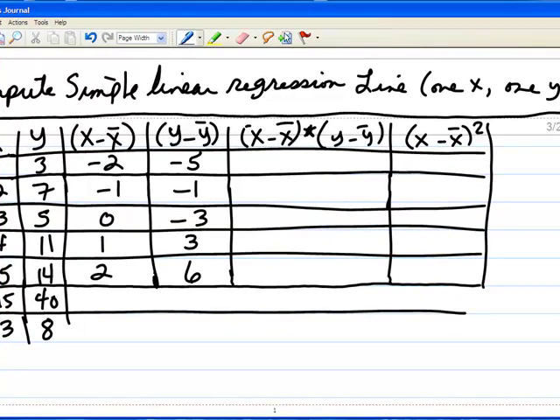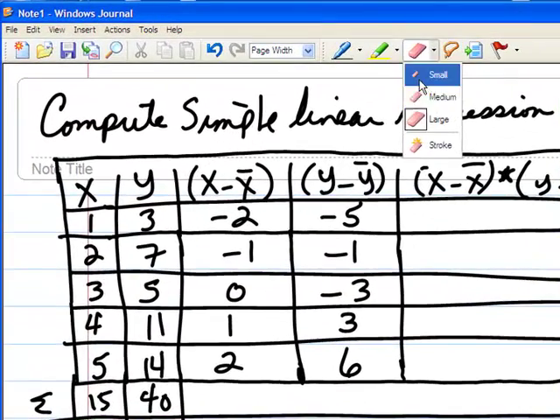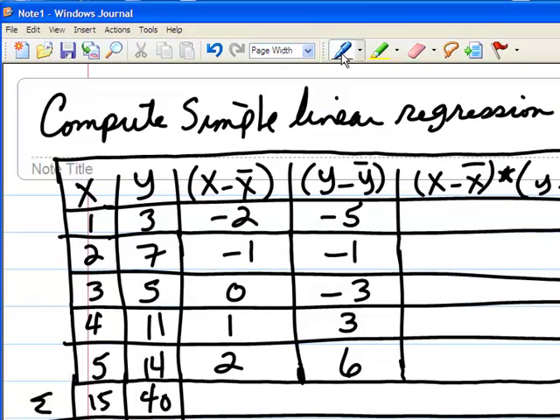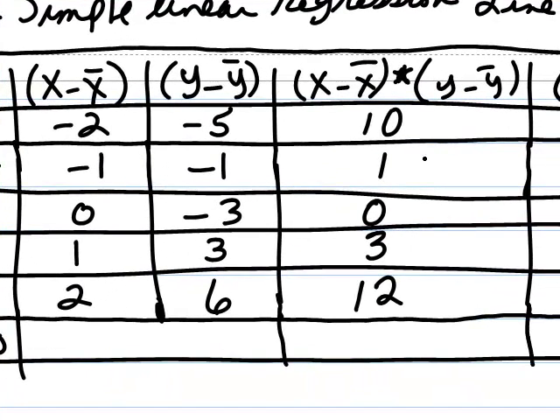Now X minus X bar column, which is this column right here, times Y minus Y bar column, which is this column here. Negative 2 times negative 5 is 10. Negative 1 times negative 1 is 1. 0 times negative 3 is 0. 1 times 3 and 2 times 6. Summation of this column is 26.